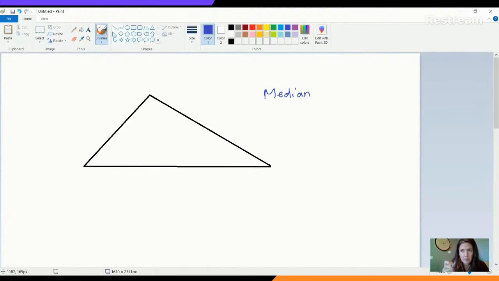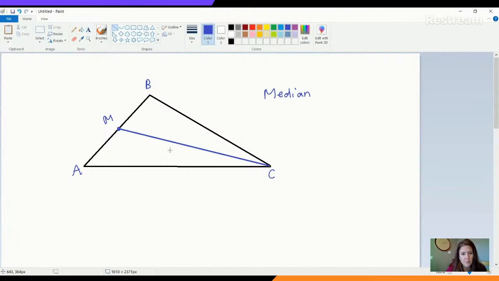This is on your notes. To find the median of the triangle, if this is triangle ABC, we find the midpoint between two vertices, and we draw a line from the midpoint to the opposite vertex. This blue line that I just drew is a median. MC is a median of triangle ABC.